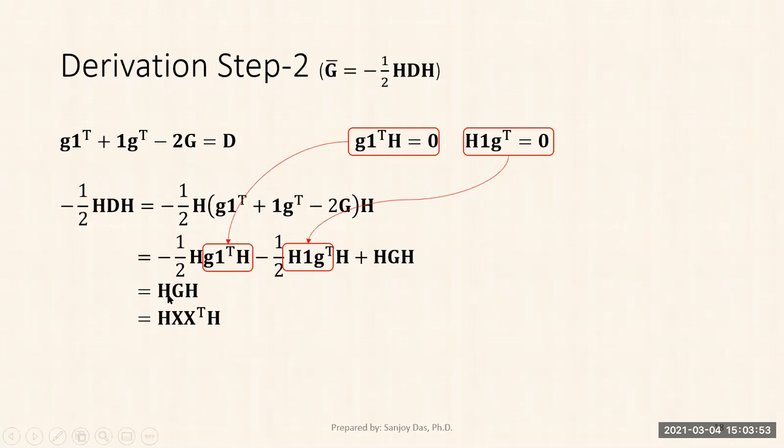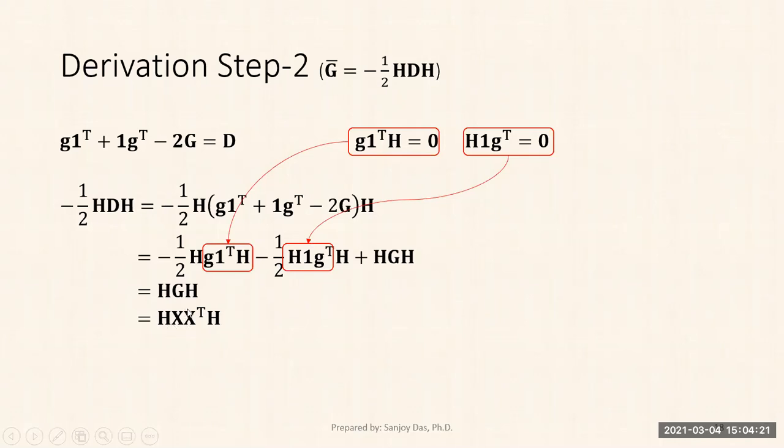Which is equal to, now G is equal to XX transpose. Correct? And so replacing G with XX transpose, this is what I get: HX, X transpose H. Also remember that H is a symmetric matrix, so H is equal to H transpose. Right. So this is equal to, and remember what's HX?